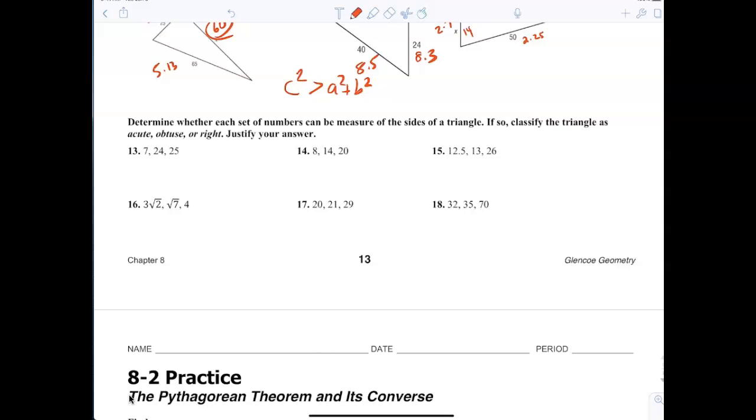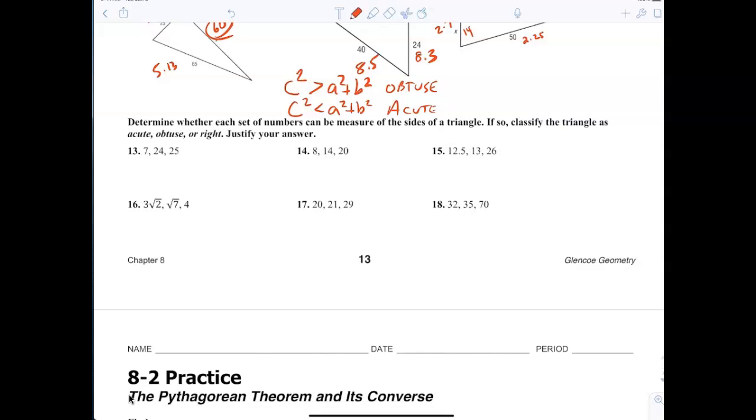So that means then that C squared would be what? If C squared is less than A squared plus B squared, it is what? Acute. If C squared is greater than, it would be what? Obtuse. And of course, if it's equal to, then it would be what? It would be right. All right, so that's how you can tell.